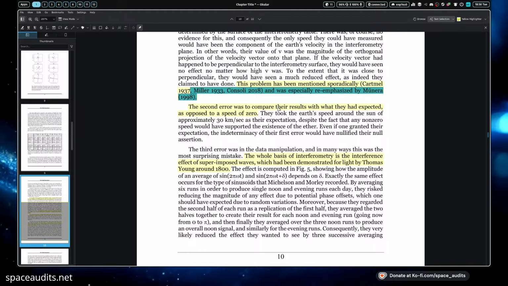So the second error was compared to the results with what they had expected as opposed to the speed being 0. They took the Earth speed around the sun as approximately 30 kilometers a second as their expectation, despite the fact that any non-zero speed would have supported the existence of an ether. Yeah, but because they knew how to correctly interpret the interferometer readings, they knew that any value sub 30 kilometers a second or thereabouts would be a no-fly zone. Even if one granted their expectation, the indeterminacy of the first error would have nullified their null assertion.